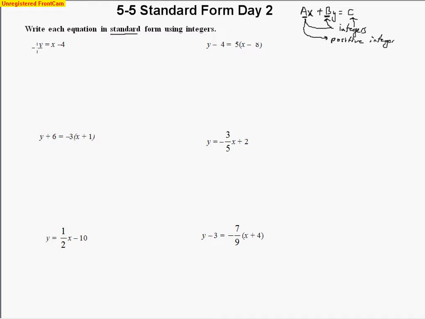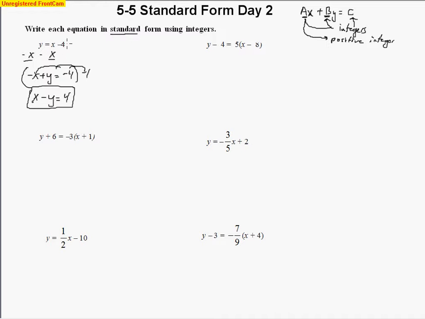So if we had y equals x minus 4, to put it in standard form, I would subtract the x from all sides, and I'd have negative x plus y equals negative 4. So again, I want that x term to be positive, so I just distribute that negative 1, or multiply all numbers by negative 1, and I'd have x minus y equals positive 4, and that would be standard form. So that's what standard form is.